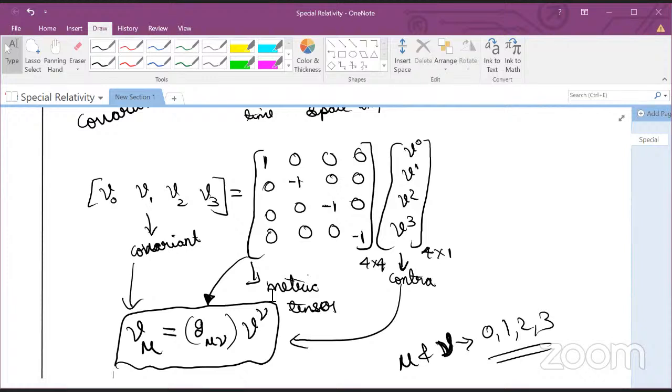And for this metric tensor, the sign is also a convention. The sign I am using is plus, minus, minus, minus. Some authors use minus, plus, plus, plus. So it is just a convention. This is the convention I will use, and I think even Dishan sir will use the same convention. So this is how we can write the relation.